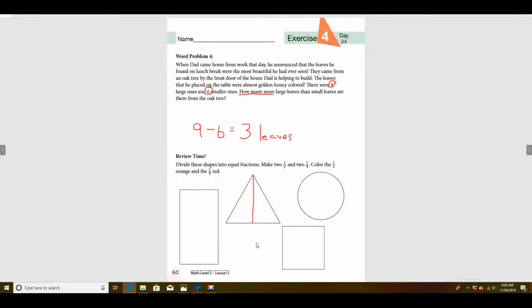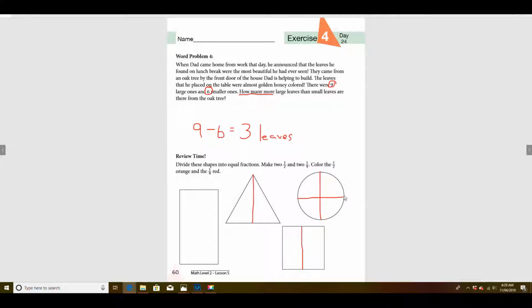Which one do you want to do half? Let's do the square half. We could do 4th, but we're just going to do half. Okay, it has to be equal on both sides. Now the rectangle and the circle, we're going to do 4ths. So let's divide it by 4ths.